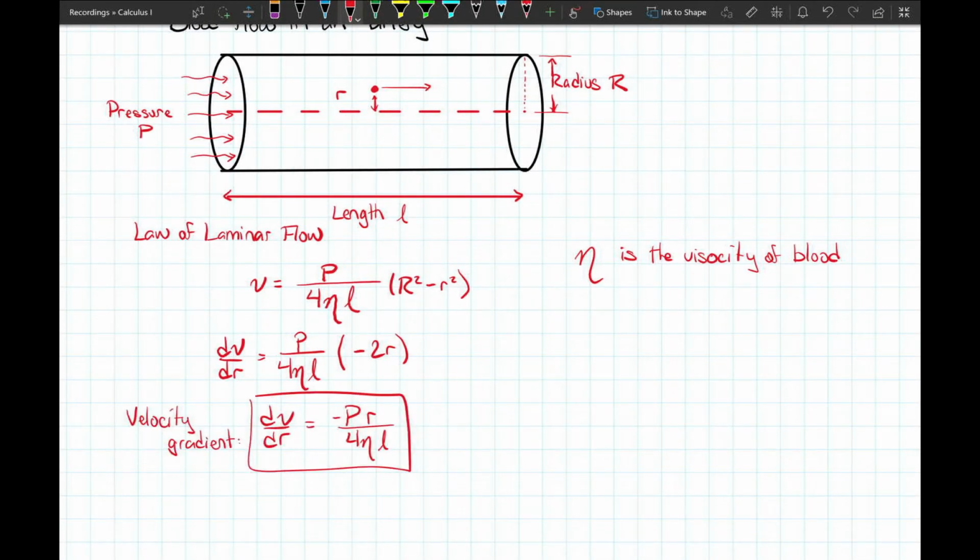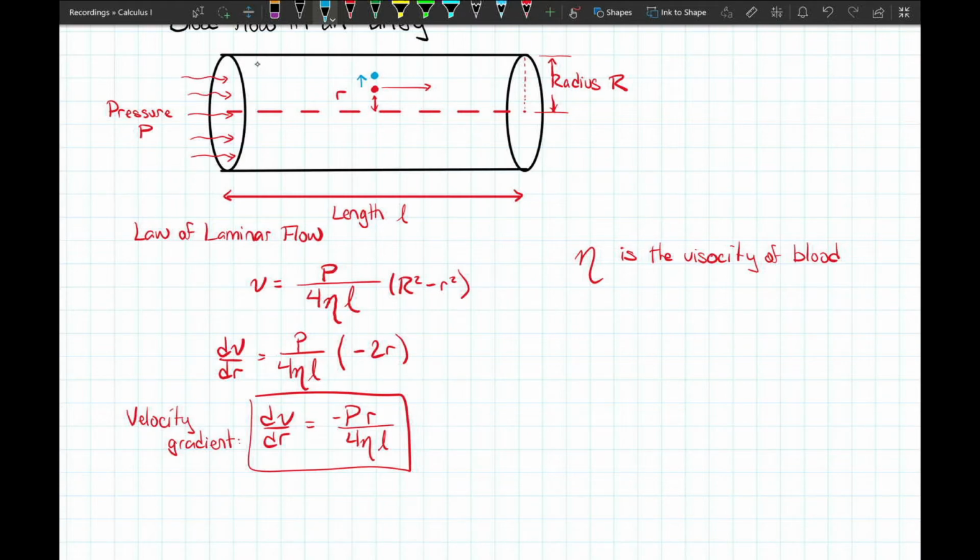And we can call this the velocity gradient. We're looking at how the velocity changes as r starts to increase. So you can see when r is a small positive number, just a little distance away from the center, then the velocity gradient is negative. And what does that mean? For a small positive r, a negative velocity gradient means that as r is slightly increasing, and we're changing from one point to a point slightly farther away, the velocity gradient is negative, and we see that we have a slower blood flow.